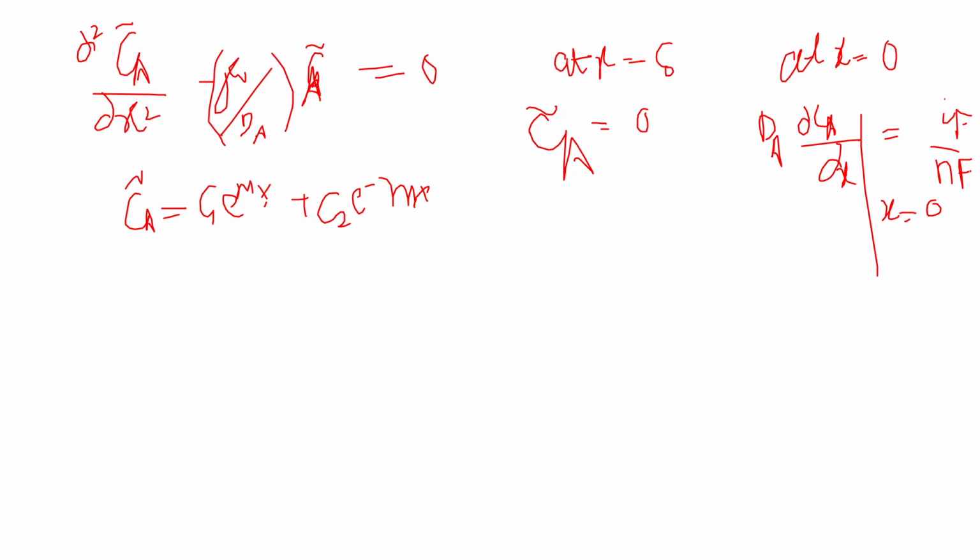So what has to be done next? You will have to substitute that and find out what dou Ca by dou x is, and how to simplify after you apply this first condition. Once you apply this condition, you will get something of this form. Please try this out. It's the same as the last one, except that the boundary condition changes.